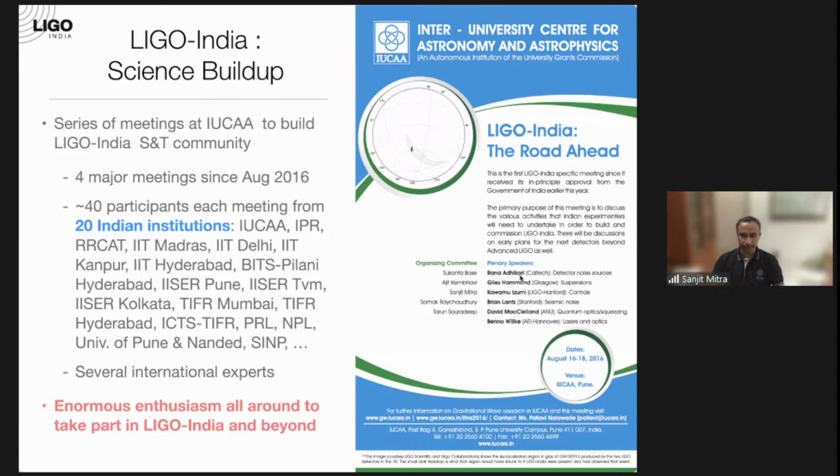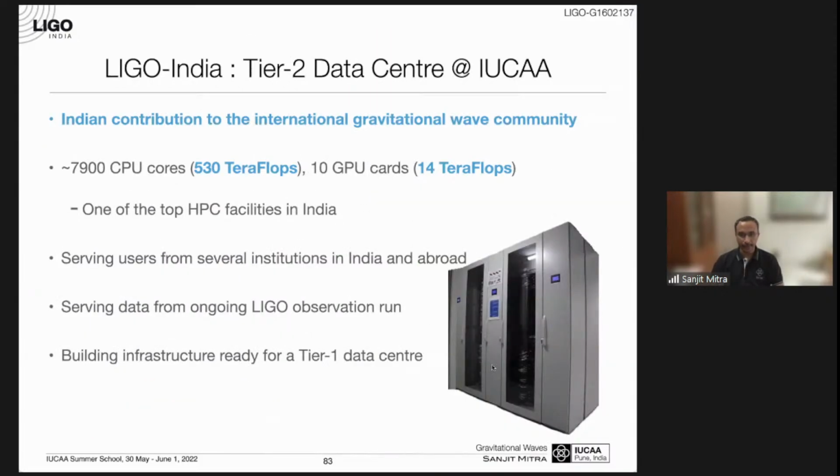And IUCAA basically hosts meetings to bring all these researchers onto a common platform from where they can communicate, collaborate, and so on. IUCAA hosts a large computing facility which is used by different institutes in India and abroad. We are part of the international LIGO Scientific Collaboration to do several data processing. This is one of our present commitments to the community. Of course, we enjoy the data, but we don't have a detector right now.